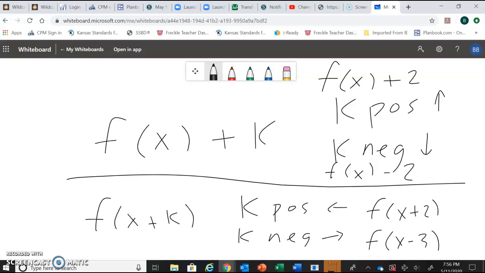So this was what should be in your notes so far for this week. Those are the two transformations we focused on so far.